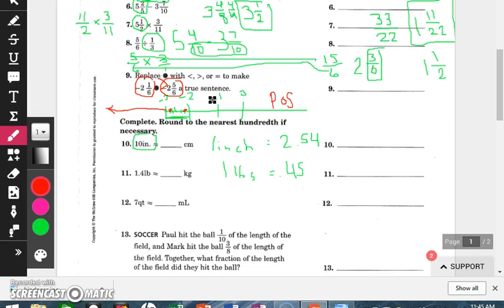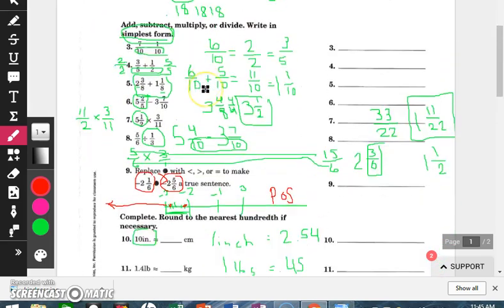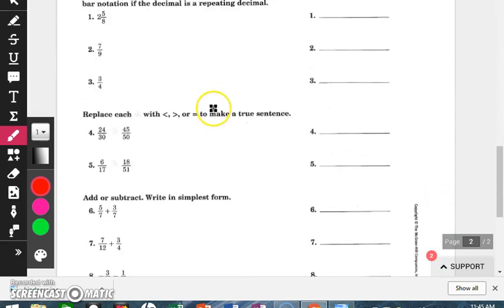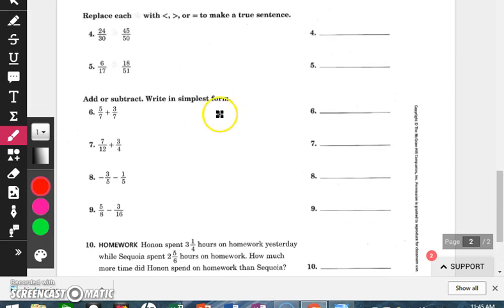Hopefully this 10-minute small little mini lesson will help you to be successful with all the concepts that are related to 7th grade fraction work.